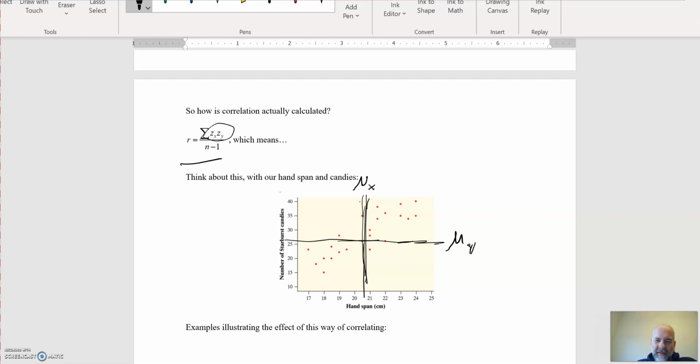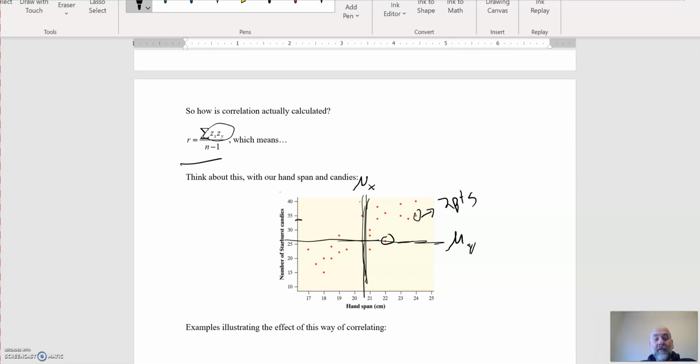So take a look at this one right here. This is going to have a really big z-score because it's way out there in the x direction. Its z-score for x's might be like 2 or something. And then the z-score for y's is high, but not quite as high. Maybe I get 1 or something. Then multiply those together: 2 times 1, you get 2. So this one contributes 2 points.